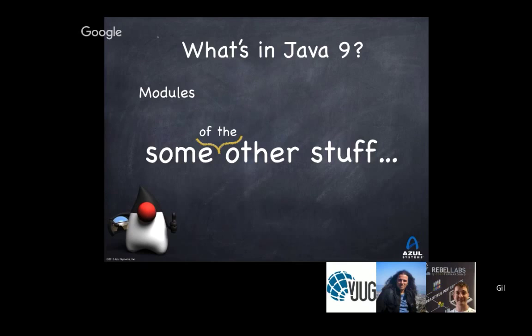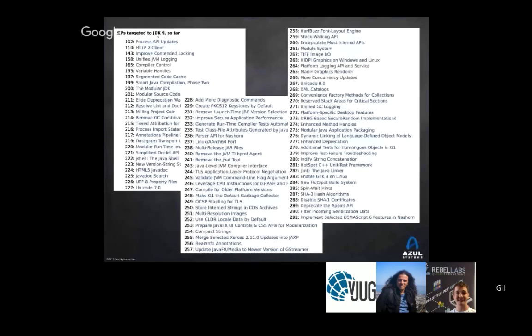Java 9 has a bunch of things in it, and one simple way to look at that is you could go to the OpenJDK page and look at all the things that are currently planned for inclusion in Java 9. As you've probably heard, Java 9 was originally aimed to be shipped in March of this coming year.